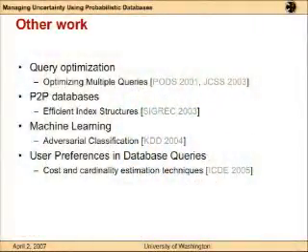Let me also describe to you some of the other work which I did. I did some work on query optimization, where I looked at optimizing multiple queries at the same time, trying to exploit their common sub-expressions. I did some work on peer-to-peer databases, where I looked at efficient indexing schemes to answer queries efficiently. I did some work in machine learning, where I looked at the problem of classification in the presence of an adversary who was trying to fool the classifier. And then I did some work on user preferences in database queries, where we looked at ways to estimate the cost and cardinality of such queries.